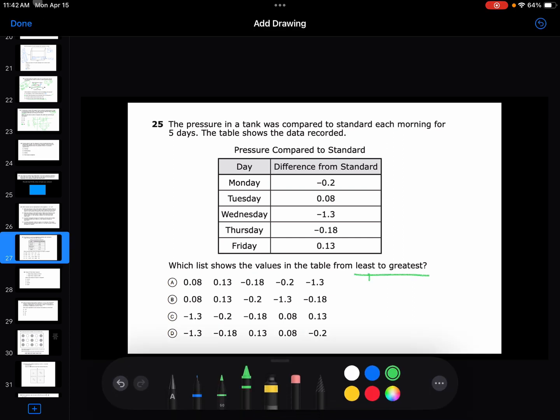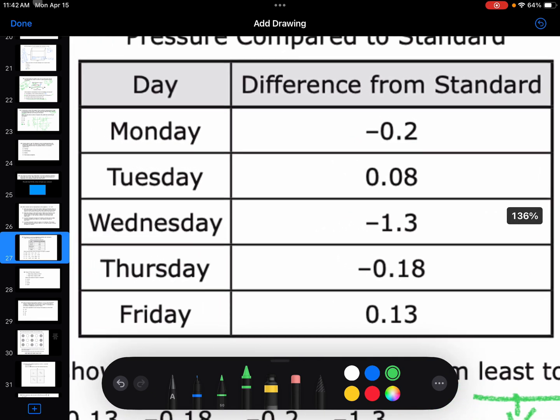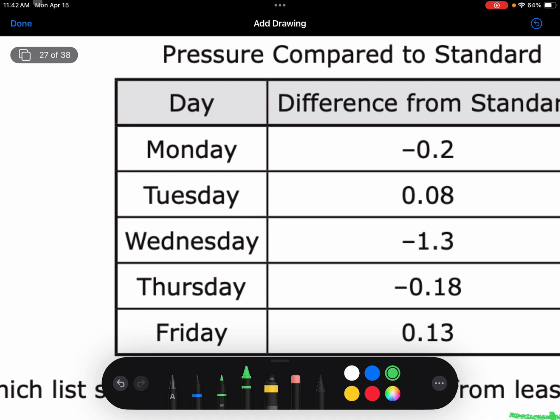So know that least means smallest, and the greatest means largest. So we're going to put the numbers in order from least to greatest. And what I like to do is I like to just look at the table and maybe number them off. That way it's easy to look at my answer choices and get going. So I'm looking at the table. I see both negative and positive numbers. I know that with negative numbers, the larger the negative, the actually smaller it is, right? The further it is away from zero.